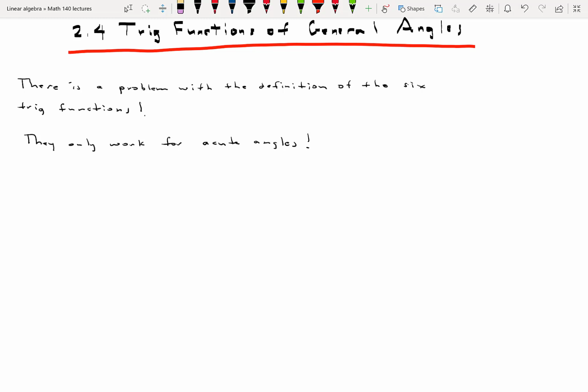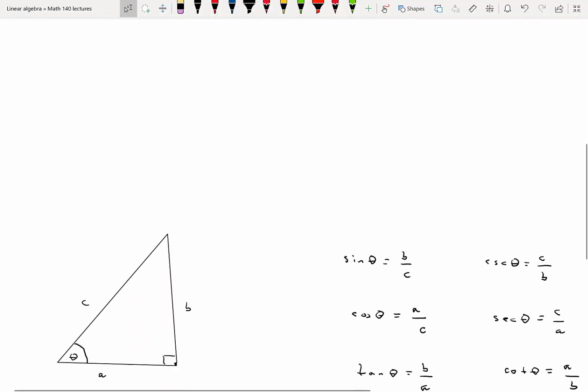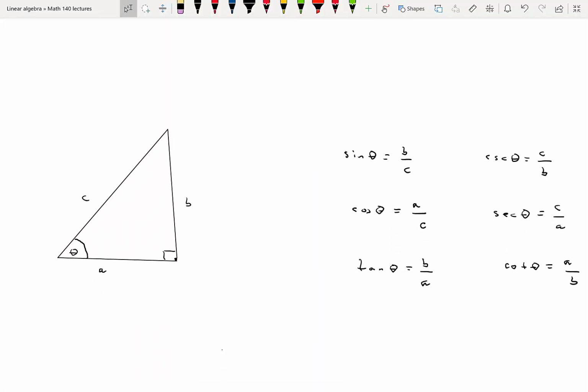There's a problem with the definition of the 6 trig functions that we have so far, and it's a big problem. The problem is they only work for acute angles. We have 6 trig functions that are based on the angle in a right triangle, in this case, the lower left angle theta in the triangle I formed here for us.